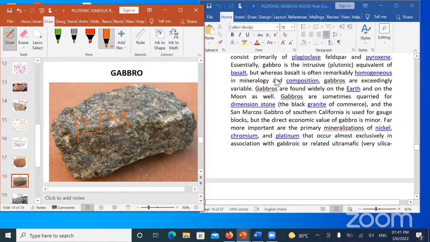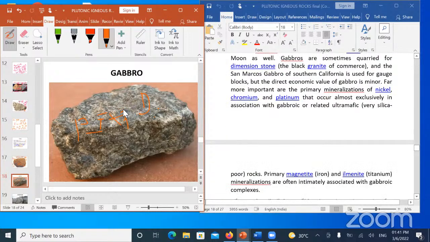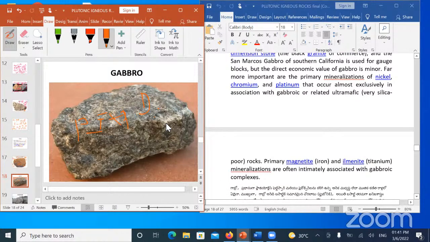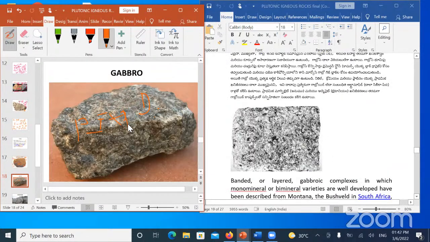Gabbros are sometimes quarried for dimension stone, that is the black granite of commerce, right? More importantly, the primary mineralization of nickel, chromium and platinum occurs almost exclusively in association with gabbroic or related ultramafic rocks. Primary magnetite and ilmenite mineralizations are often intimately associated with gabbro complexes. So this is the gabbro rock.